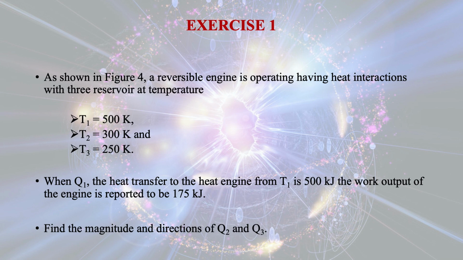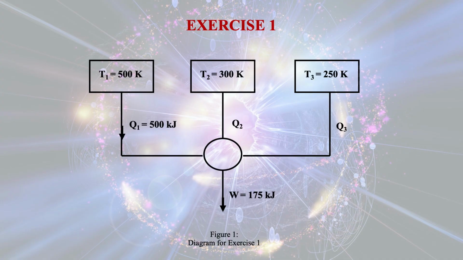Let us see the diagram first. So this is the diagram for exercise 1. Here there are three reservoirs. One is T1, equal to 500 Kelvin, T2 is given as 300 Kelvin, and T3 is 250 Kelvin, and Q1 is the heat coming from the first reservoir, that is 500 kilojoule, and this is the engine which is producing work, that is 175 kilojoule.